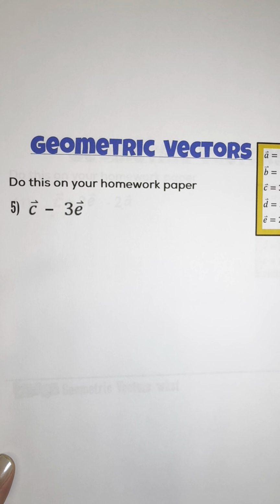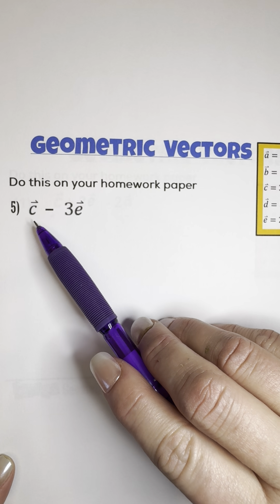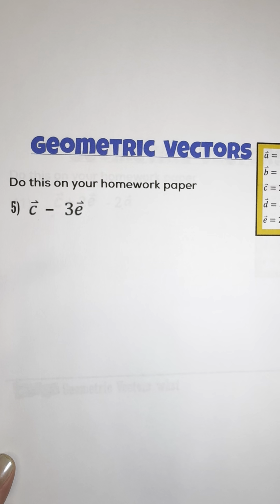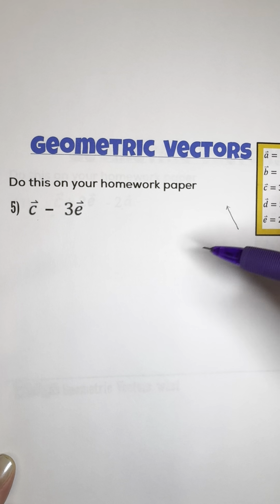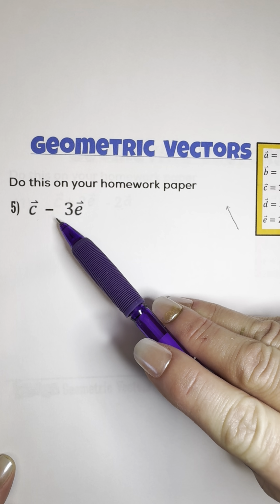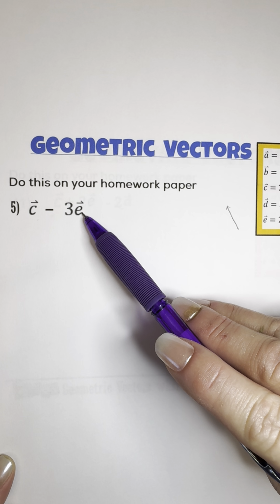Now, this vector, looks like we want to take vector C. So on your homework sheet, this is your vector C right here. It's 3 centimeters at 120 degrees. I'm going to plan this out. So 120 degrees is like right here, and it would be 3 centimeters. And then it's a minus 3 times vector E.